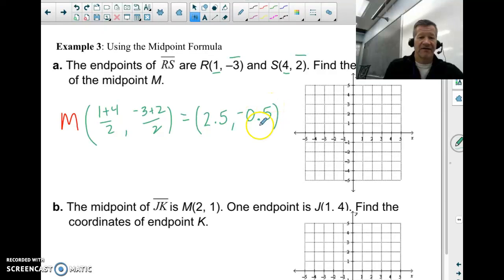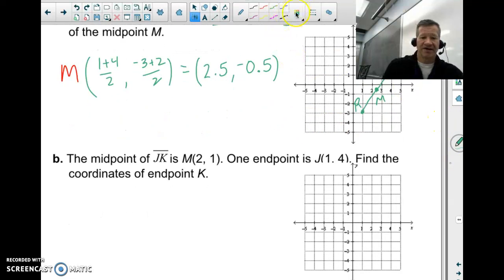Now let's graph this to see if this seems reasonable. If R is at 1, -3, that would be 1 right and 3 down. If S is at 4, 2, that would be 4 right and 2 up. Now, drawing a straight line between those, does it seem like 2.5, so 2.5 right, down 1/2, right about there? Does that seem like that would be the midpoint? It looks good to me. So here's R, S, and there's my midpoint. So the graph can help to tell us whether or not our answers seem to make sense.